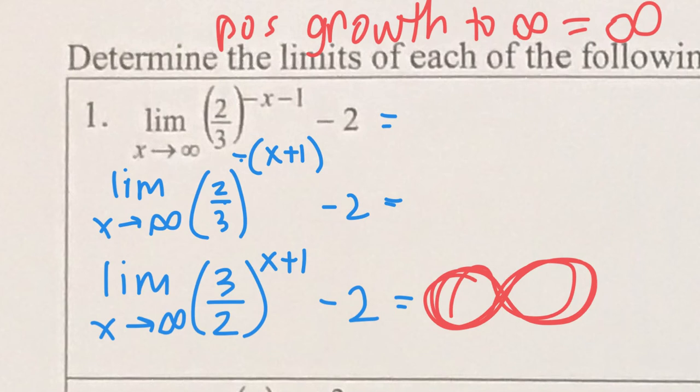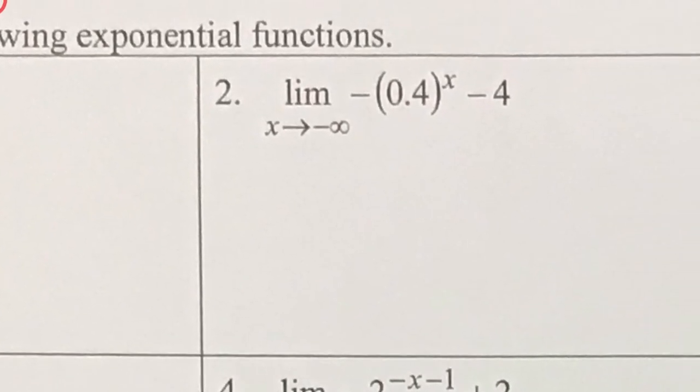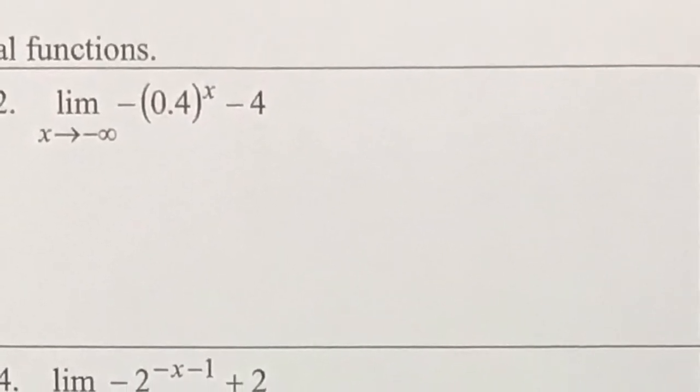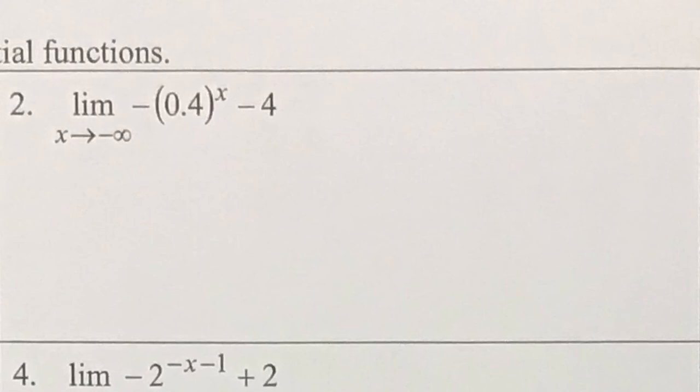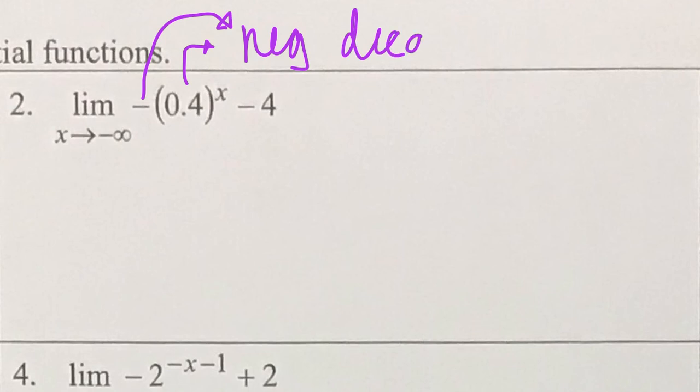Okay, let's look at the one to the right. Is this a growth or a decay function? It's negative growth. No, it's negative decay. This is a negative decay, right? It's a negative, so that makes it negative, right? The minus in front. And then it's a ratio less than 1, right? 0.4 is 4/10.